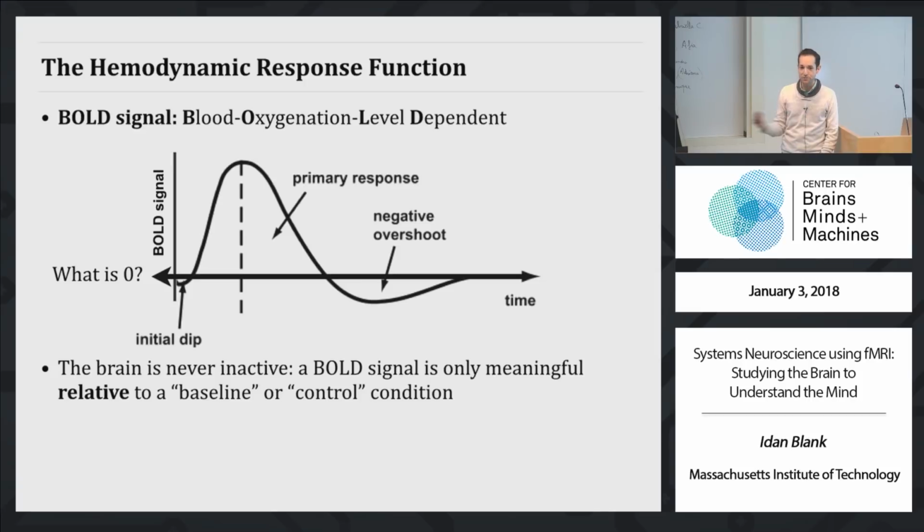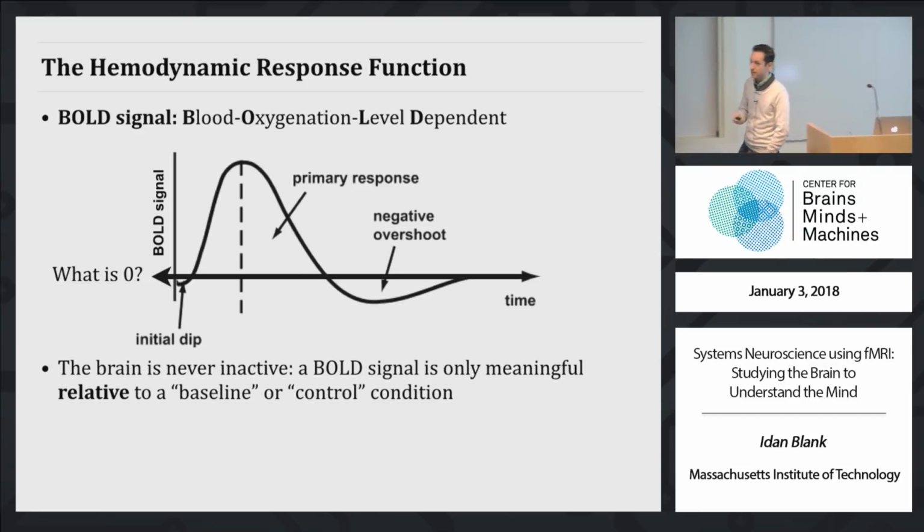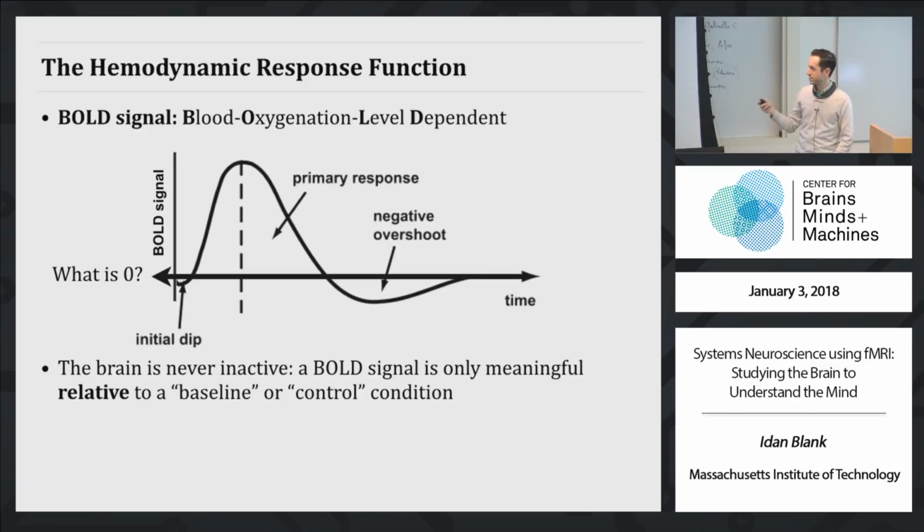So fMRI is always, always relative. The signals are never absolute. They have no meaning in absolute terms. It's always relative to something, and you need to ask yourself, relative to what? Because that's going to be really important to interpreting the data.